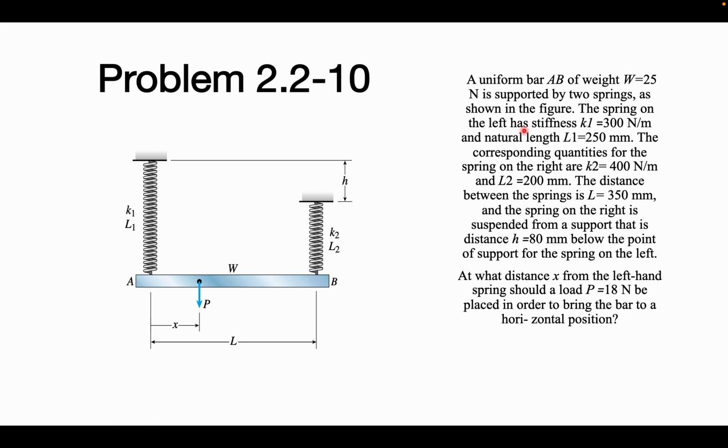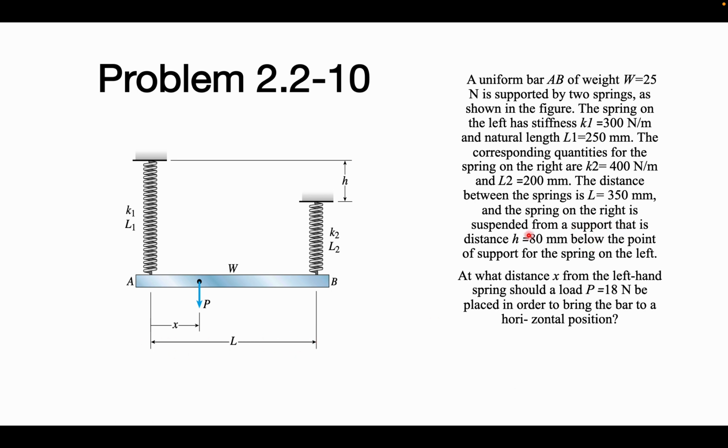The spring on the left has stiffness K1, which is given as 300 Newton per meter, and natural length L1, which is given as 250 mm. The corresponding quantities for the spring on the right are K2, which is equal to 400 Newton per meter, and L2, which is 200 mm. The distance between the springs, L, is 350 mm, which is this distance right here.